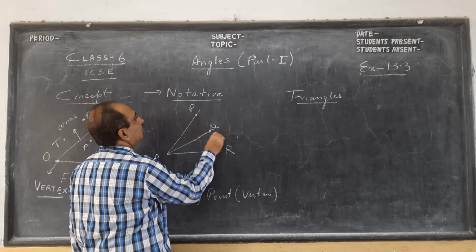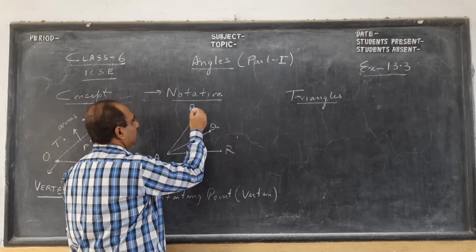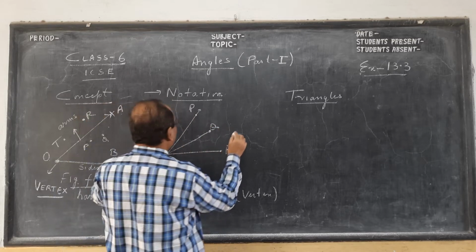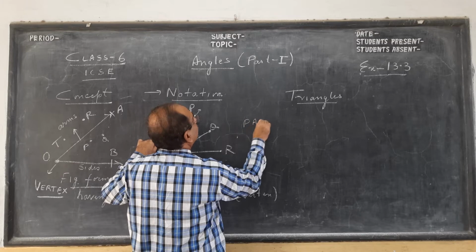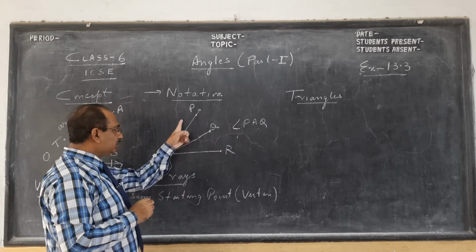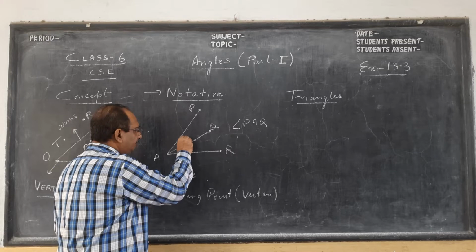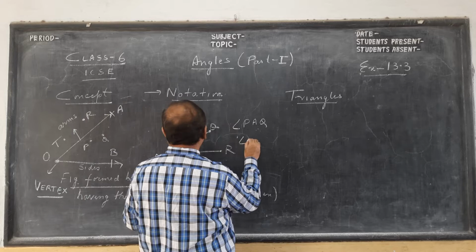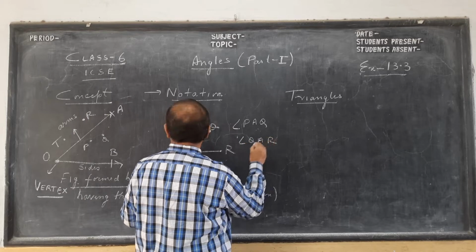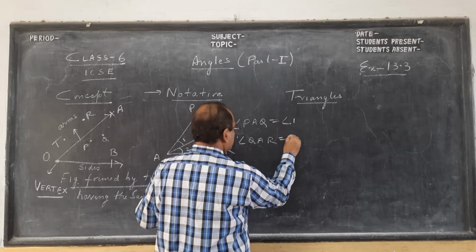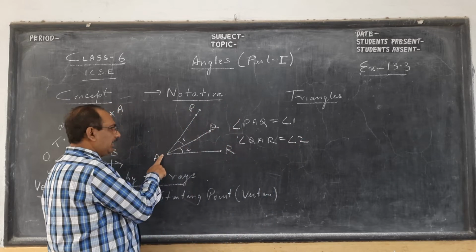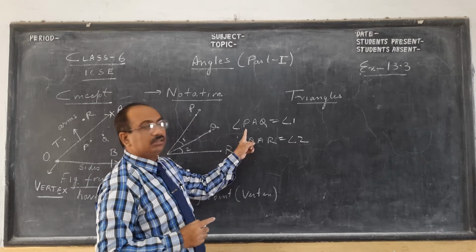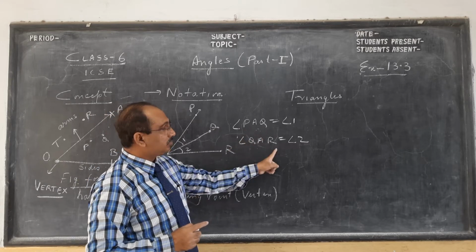Mark the points P, Q, R, otherwise it will become a ray and go to infinity on this side. Now, what are the three angles over here? Listen here. PAQ. P is the vertex, PAQ. This is angle 1. Next is QAR. Angle QAR is angle 2. Generally I am writing alphabetically, P comes before Q, Q comes before R.